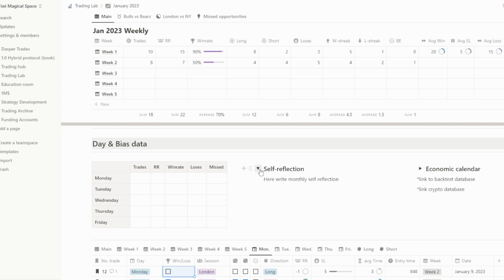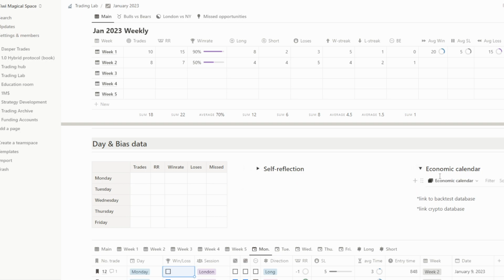In here, for the self reflection, I am writing down what I was doing over the whole month. If I feel I made some major significant mistake, like exiting too early or entering a little bit too late, stuff like that. Basically what I want to improve, what I did right and what I did wrong.